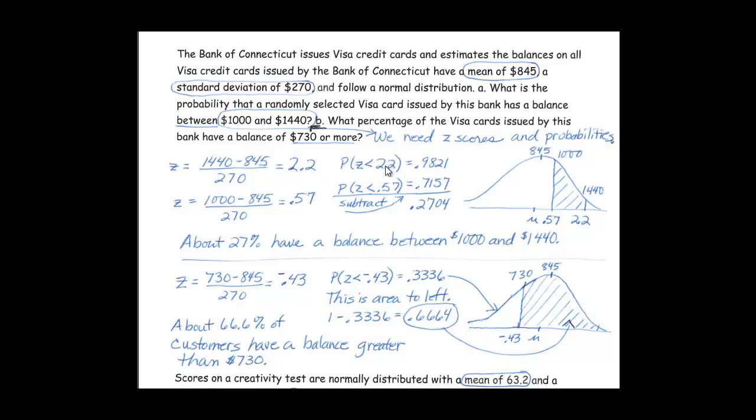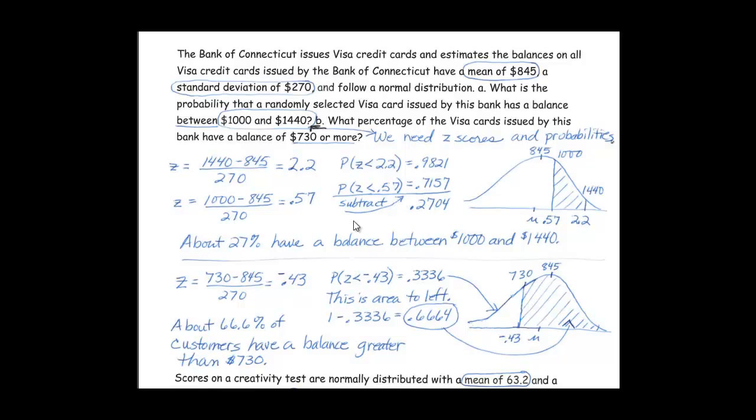When we check the probability that is associated with a z-score of 2.2, using the normal distribution chart or your calculator, you would find a probability of 0.9821. We work through the same process with the balance of 1,000. We have a z-score of 0.57. The probability that's associated with the z-score of 0.57 is 0.7157. I found these on the normal distribution chart. I'm not going to bother pulling that up. I'm hoping that we're comfortable doing that at this point.